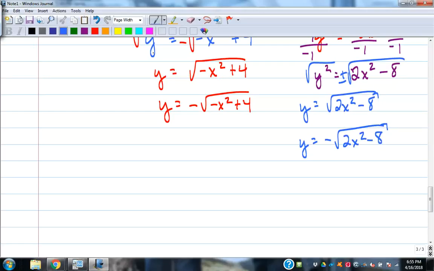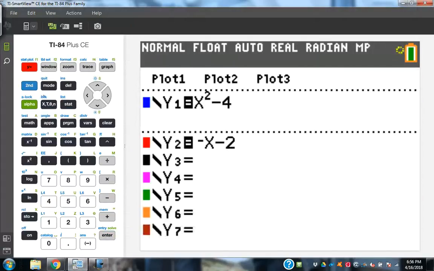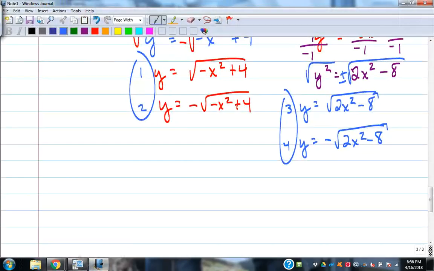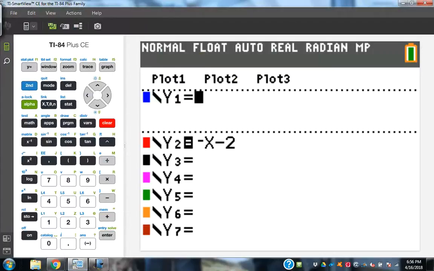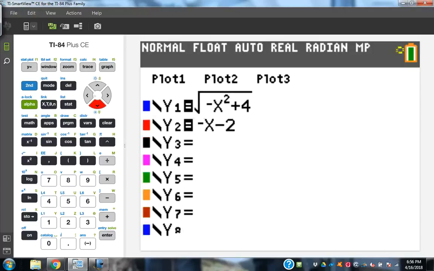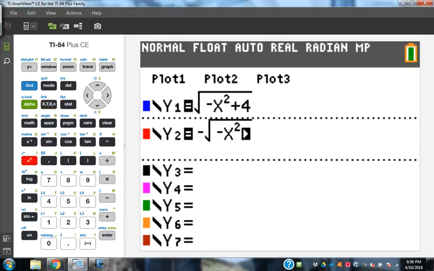So I've got 4 equations that I've got to graph and see where they cross. Remember, 1 and 2 go together, and 3 and 4 go together. They're technically one part of the graph, but it takes graphing both of them separately to get our calculator to handle it. So y equals, graph 1 is, what was it? Square root of -x squared plus 4. So square root of -x squared plus 4. And then the second one is the negative square root of -x squared plus 4.